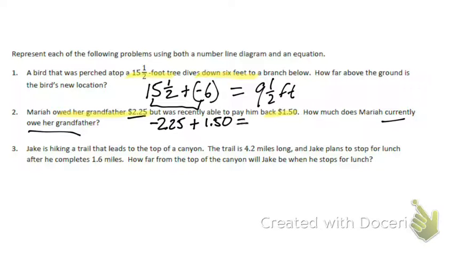Now we're gonna try to figure out how much she still owes her grandfather. So this part is actually gonna help you guys with the quiz also. We're adding a negative and a positive, right? We're adding two numbers of different signs. What do we gotta do there? I want you guys to think about that. What do we gotta do there? We do the bigger one, take away the smaller one, right? So you gotta do 225 take away 150.